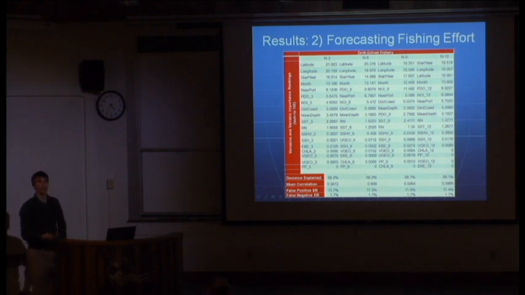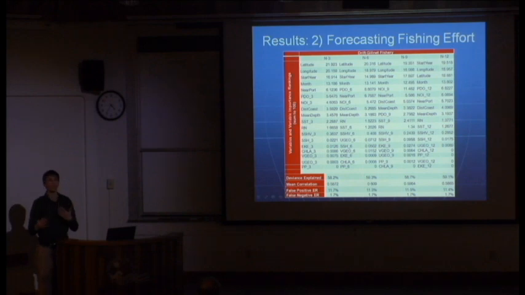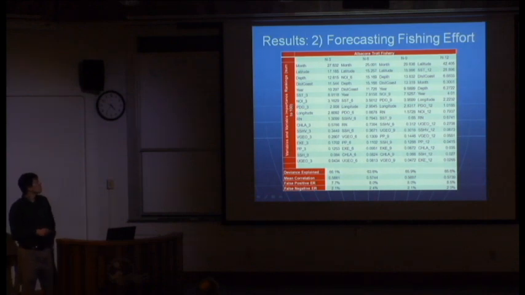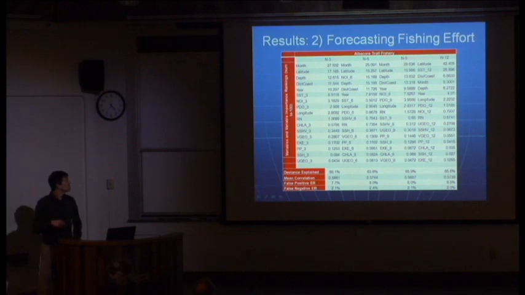This is really encouraging, because managers need some time to work with in order to make plans and communicate with the fishers themselves. How about for the albacore troll fishery? Similarly, we see that even though in this case these dynamic variables tend to be more important, we still can make accurate predictions up to a year in advance.